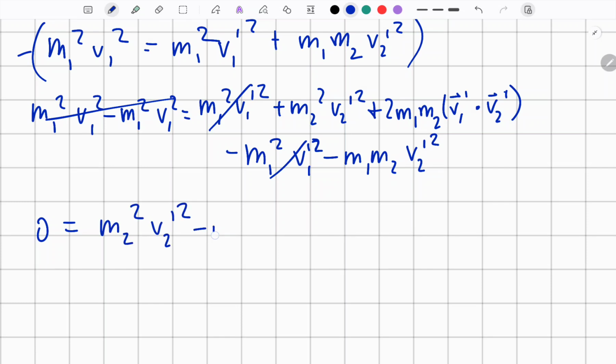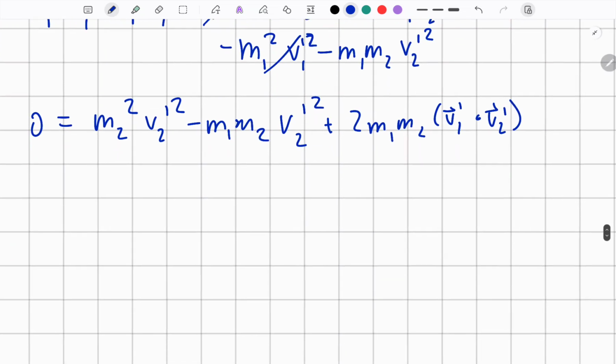I'm just going to reorganize our order here to make it a little easier to see what we're going to do next. Plus 2m1 m2 v1 prime dot v2 prime. With no mistakes, that should be what we get.